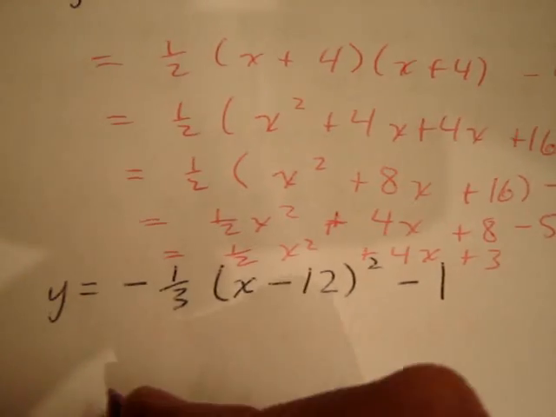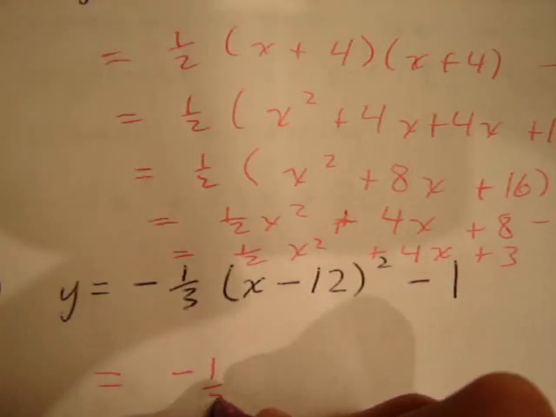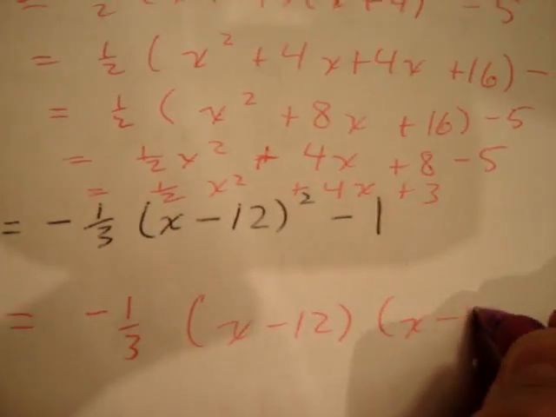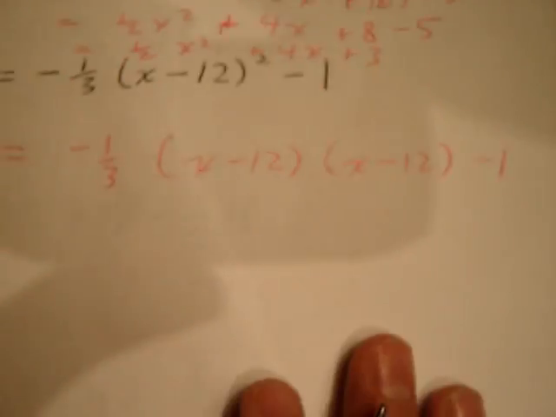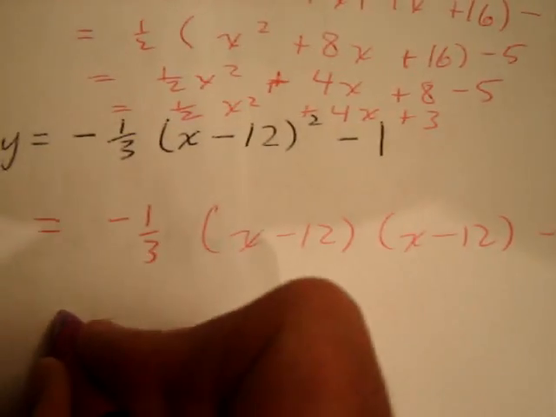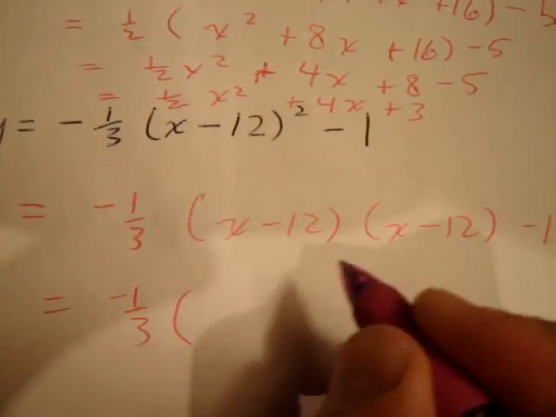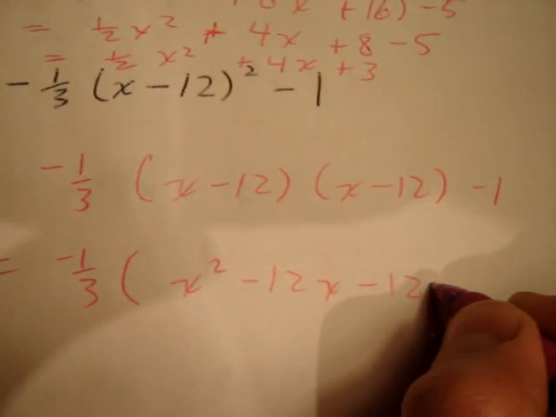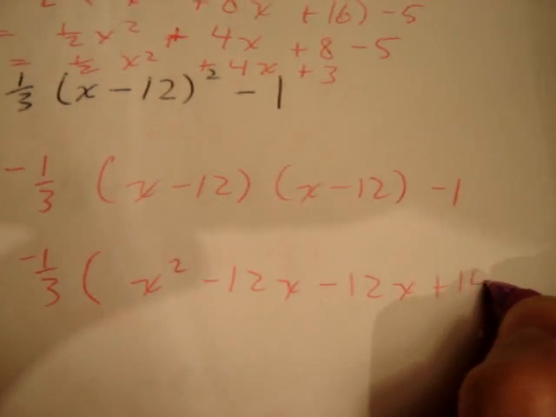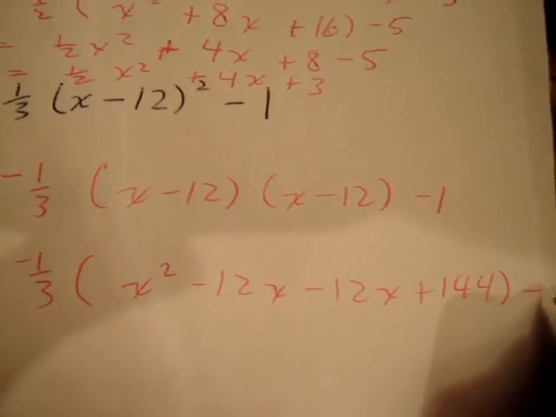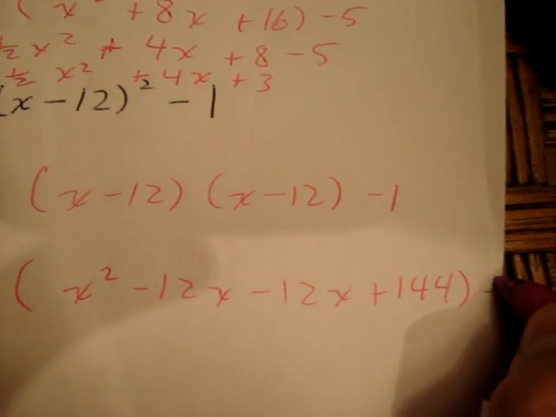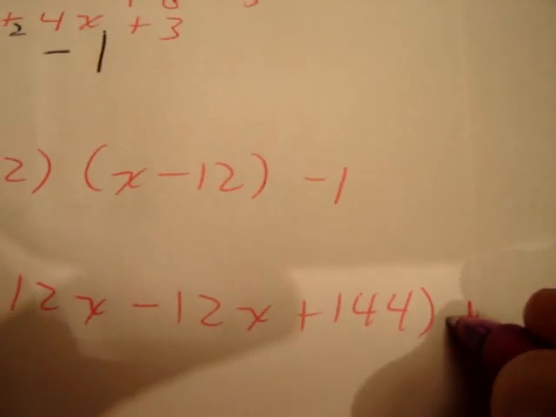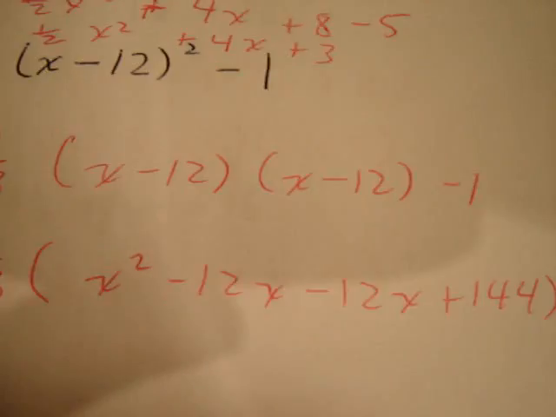Our final question, negative 1/3 times (x minus 12) times (x minus 12) minus 1. Well, we distribute in our brackets first. We get x squared minus 12x minus 12x plus 144 minus 1. Oops, there it is, minus 1. It's kind of hard to see on the end there.